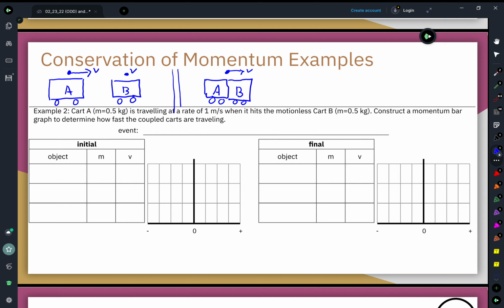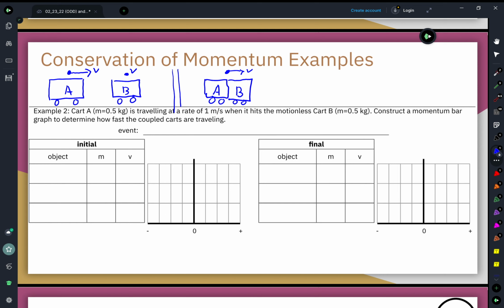Now, this problem is going to be a little bit different than example 1 because we're actually trying to solve for something. For this problem, we're going to be using the momentum bar graph to determine how fast the coupled carts are traveling. But before we get to that final one, we're going to do the exact same setup as what we just did. First step, specify the impulsive force event that separates the initial and final situations.